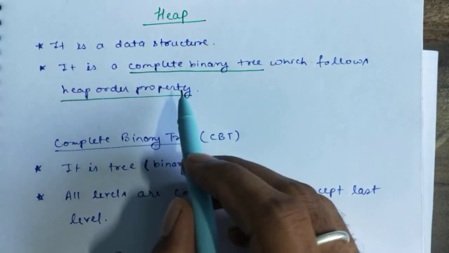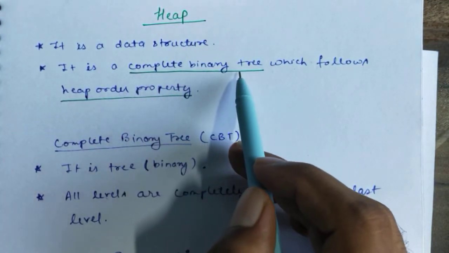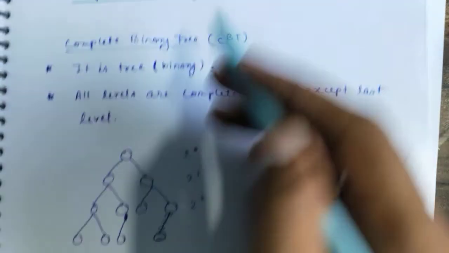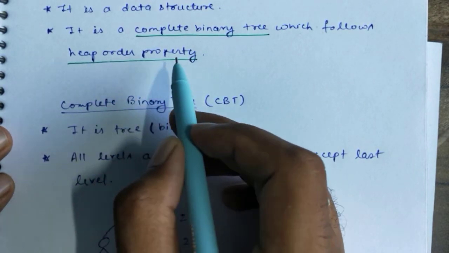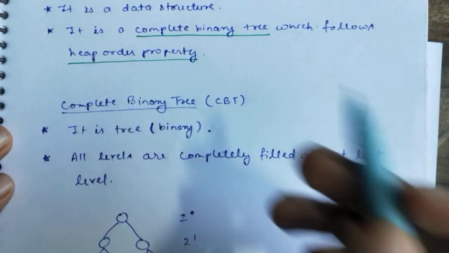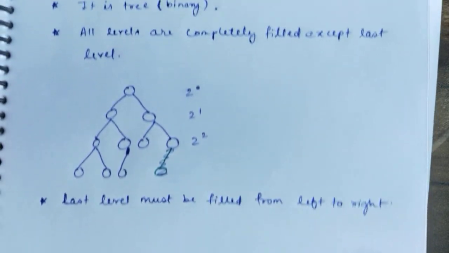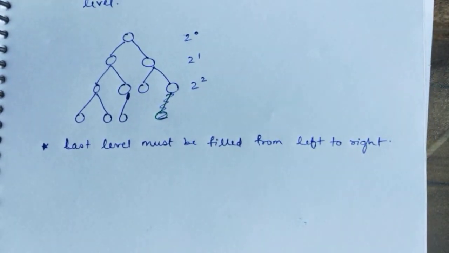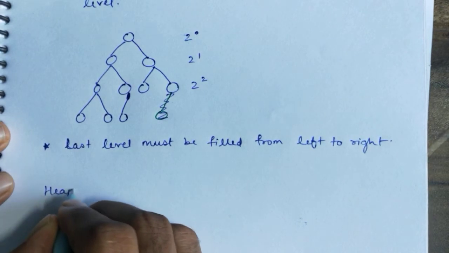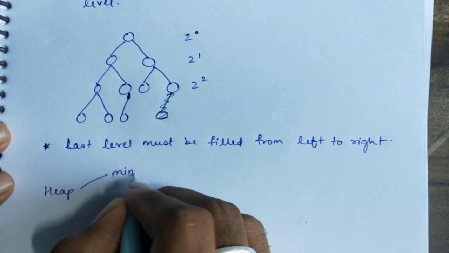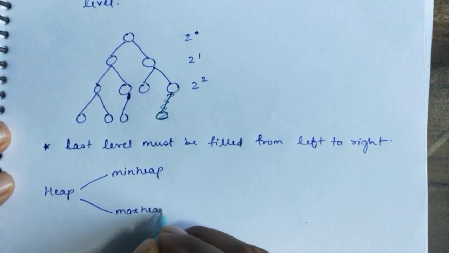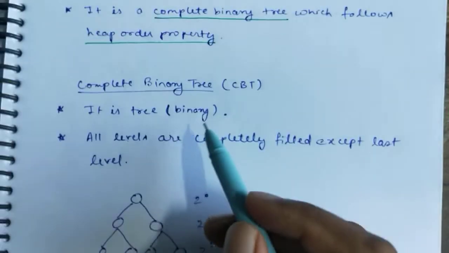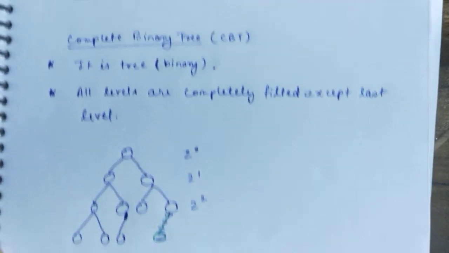Now we were on heap. First of all, it is a complete binary tree, heap is a complete binary tree. We have now understood what is a complete binary tree. Now we'll talk about this heap order property, and before talking about this heap order property, first of all we must know the types of heap. So we have two types of heap, min heap and max heap. And this heap order property depends upon the type of heap.